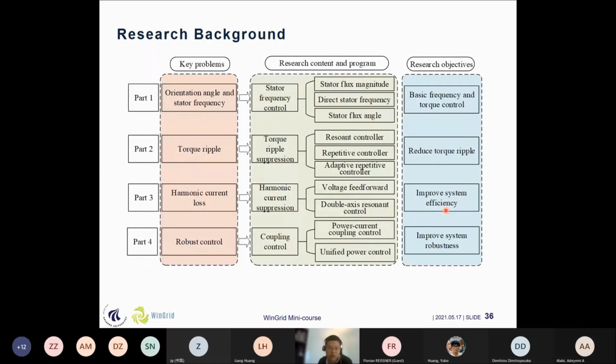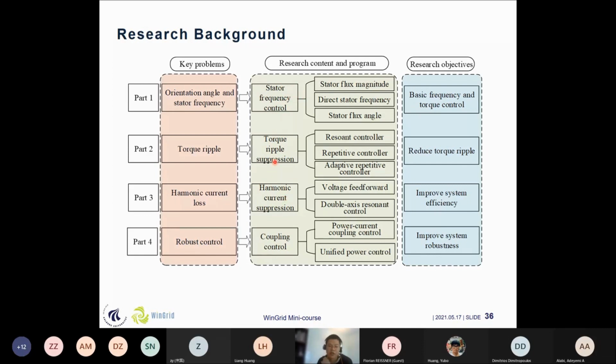Based on these three main problems, I have made an outline of this part of the presentation. These are the key problems, and the first is a robust control problem, because I also want to introduce some control methods in this lecture. This is the research content and program. For part 1, we need to find methods for the stator frequency control and for achieving orientation control, since we can't use the PLL.